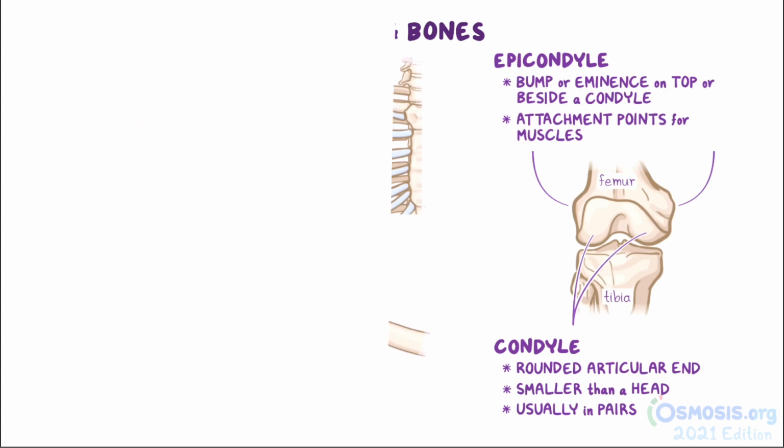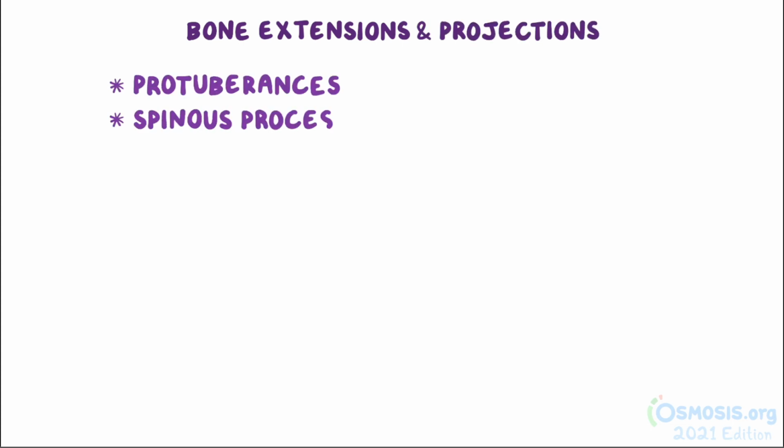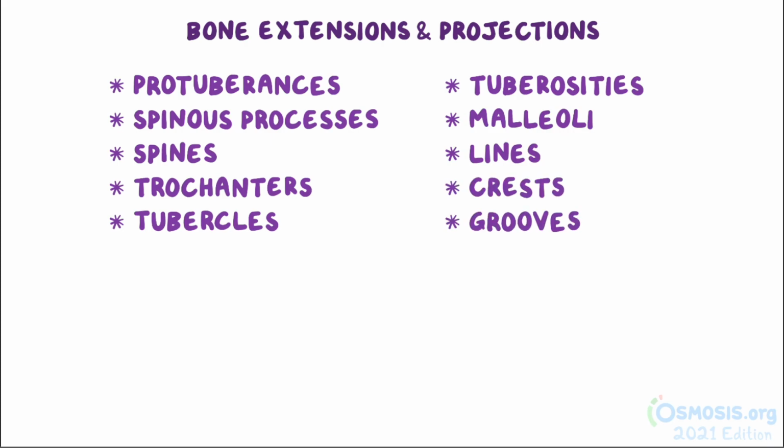Alright, now the next category on the list are bone extensions and projections, which include protuberances, spinous processes, spines, trochanters, tubercles, tuberosities, malleoli, lines, crests, and grooves.